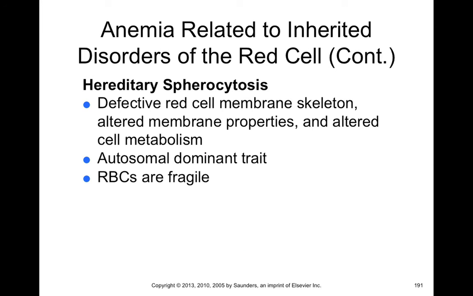The last one here is hereditary spherocytosis. This one is a defect in red blood cell membrane skeletons, where the red blood cells are more fragile. This is also heritable, and it's actually autosomal dominant. So you only need to inherit one defective copy of the gene that encodes for this red cell membrane skeleton in order to have hereditary spherocytosis.